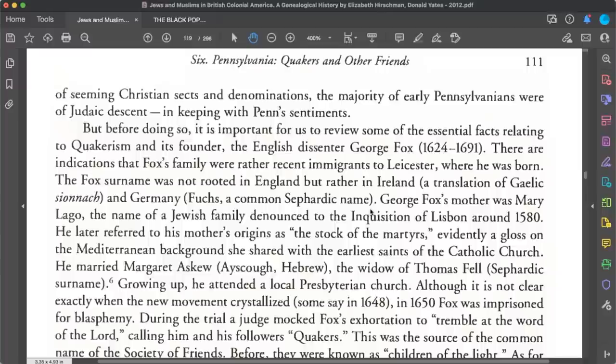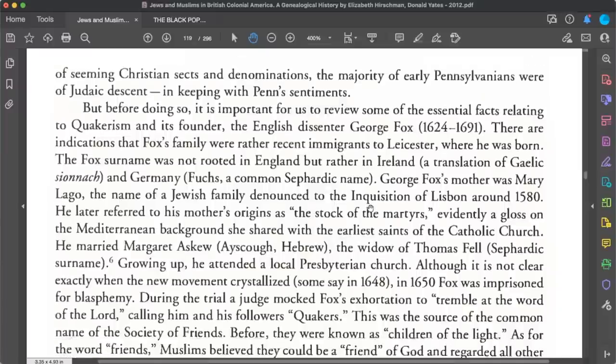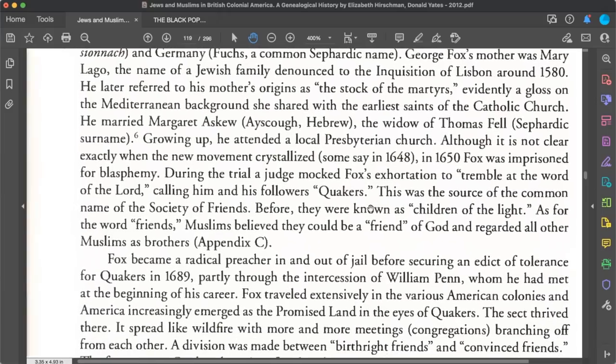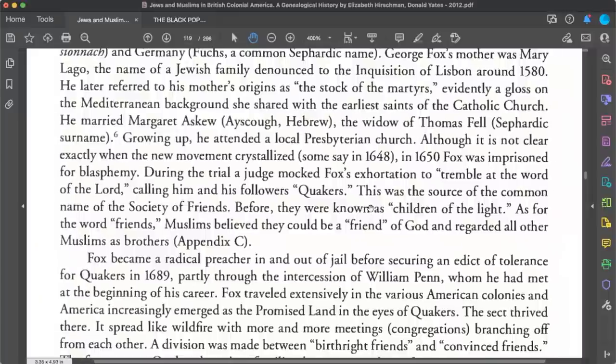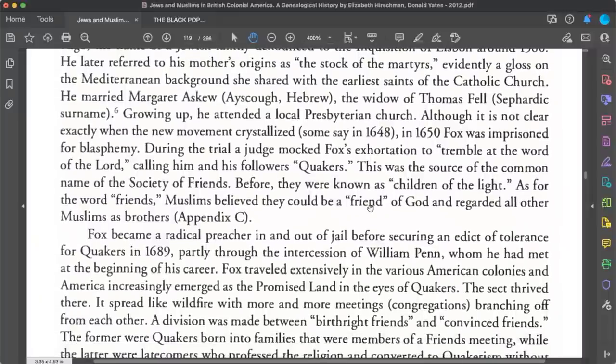He married Margaret Askew, or Askoff, Hebrew, the widow of Thomas Fell, Sephardic surname. Growing up, he attended a local Presbyterian church, although it is not clear exactly when the new movement crystallized. Some say in 1648. In 1650, Fox was imprisoned for blasphemy. During the trial, a judge mocked Fox's exhortation to tremble at the word of the Lord, calling him and his followers Quakers or Quackers.